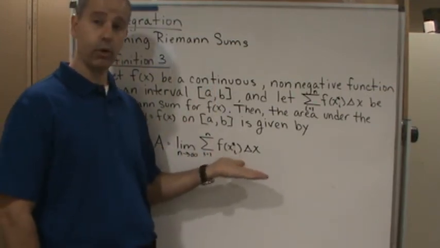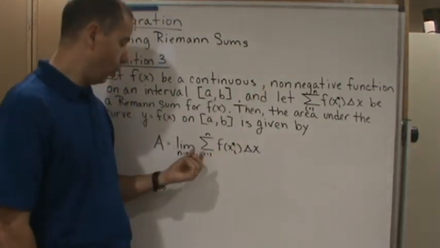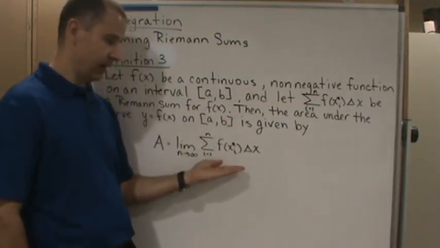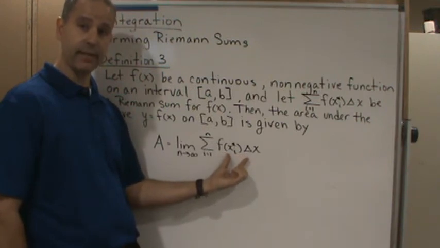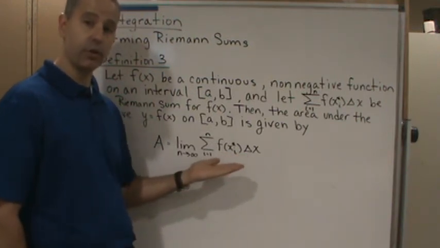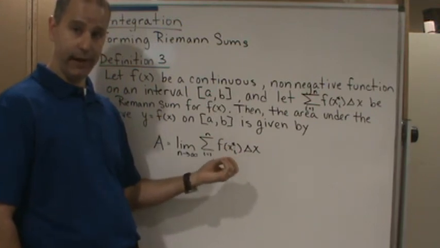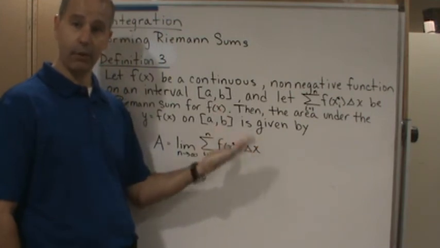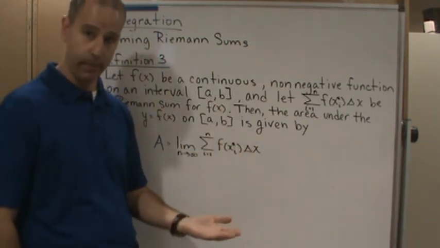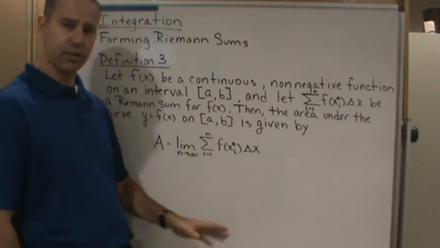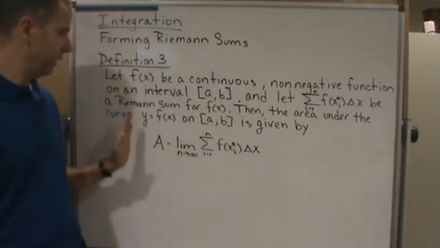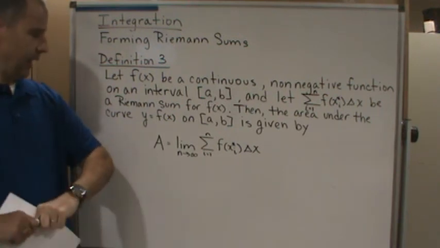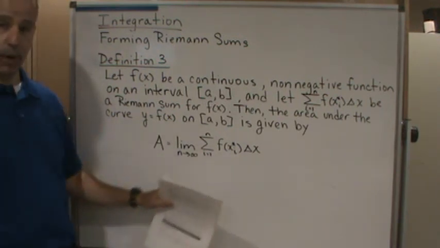And that would be what we call an upper sum. Or, if you wanted an underestimate, you could choose the sample point where it gives you the lowest value of f of x in that subinterval, and that would give you a lower sum. Again, these are just little subtleties, but this is the definition of the area under a curve, and it uses a limiting process.